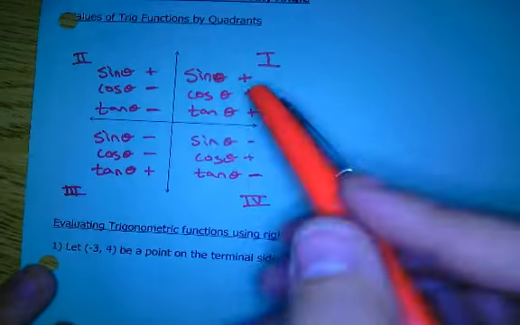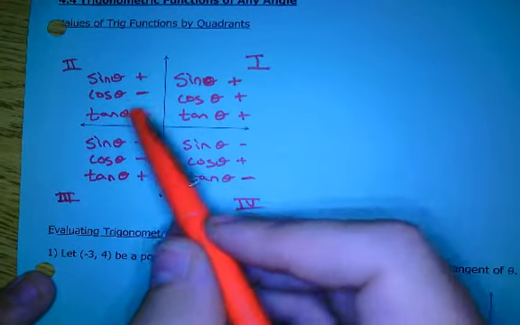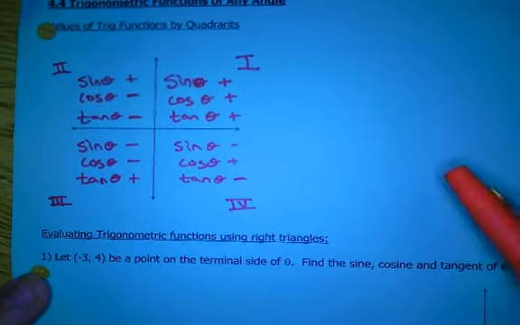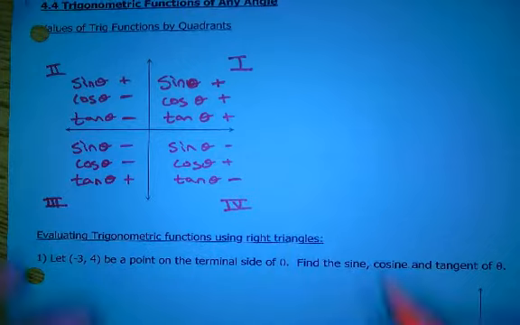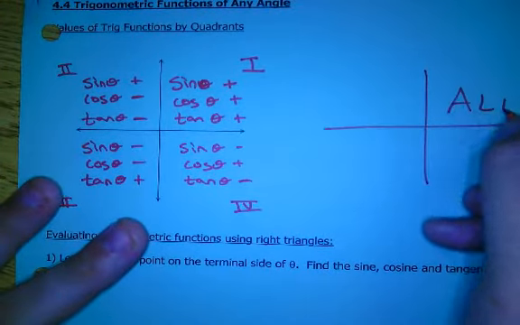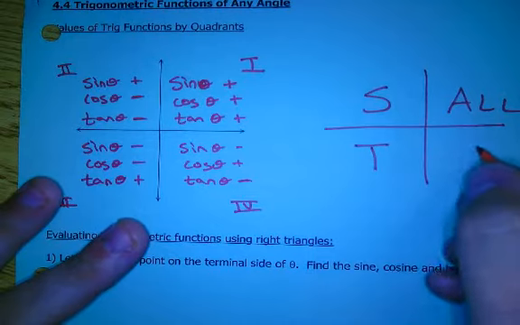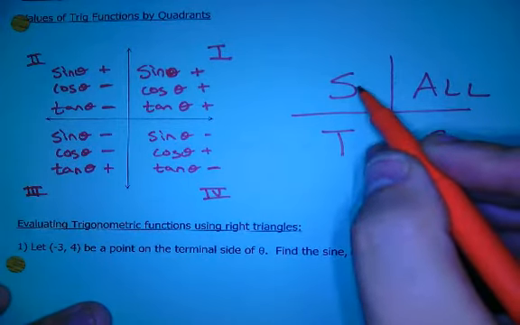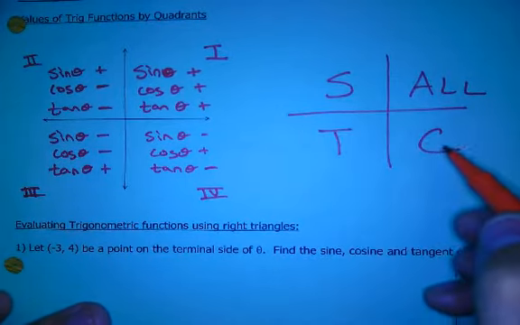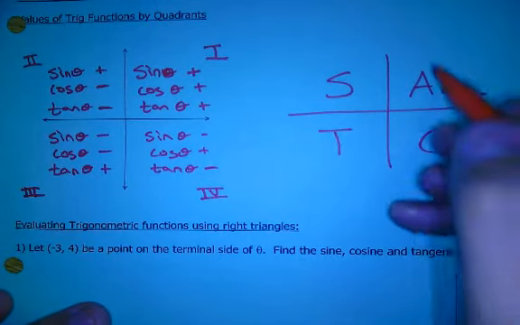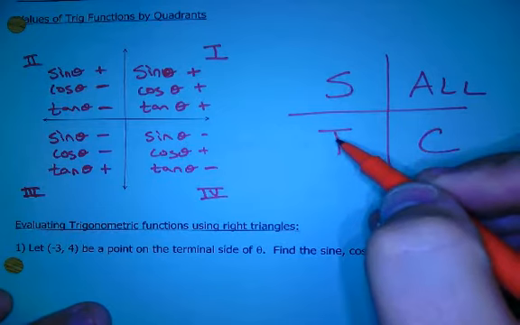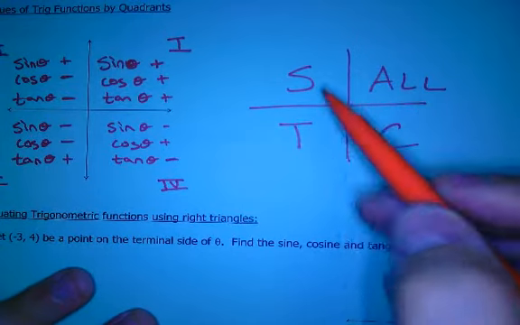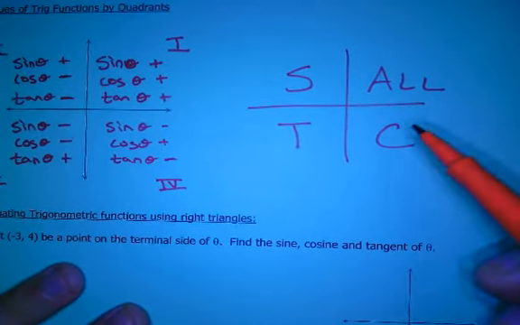If you notice, in the first quadrant, all are positive. Second quadrant, just sine is positive. The third quadrant, just tangent is positive. And the fourth quadrant, just cosine is positive. So all of them are positive, sine is positive, tangent is positive, cosine is positive. All students take calculus. That is one way to remember it.